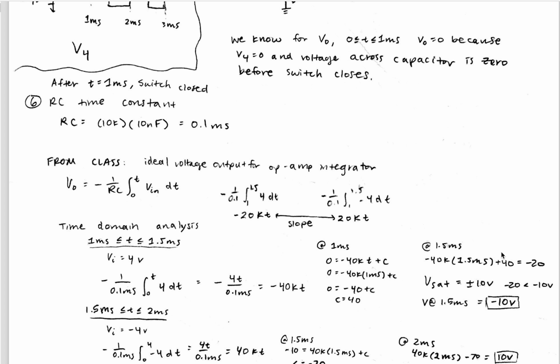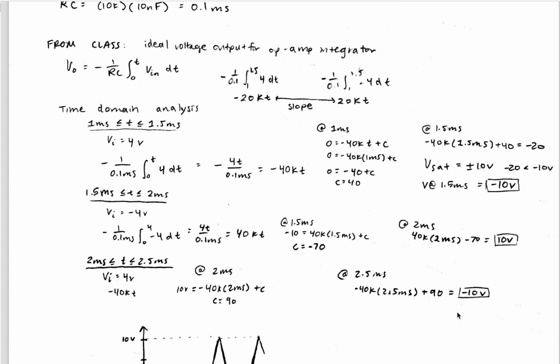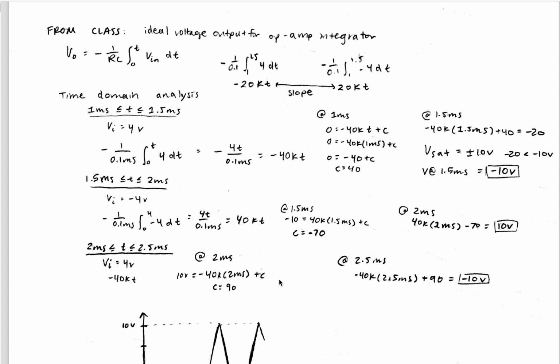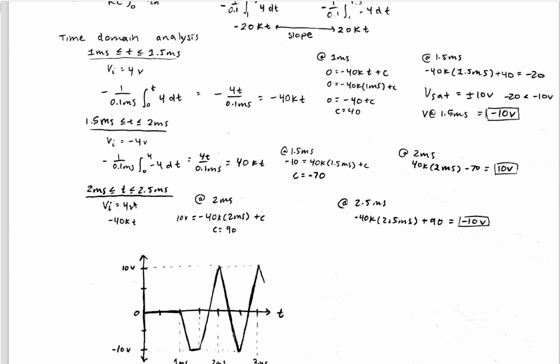However, negative 20 volts is larger than our V saturation for the op amp, which is negative 10 volts, which means the slope will be negative 40k t, but the voltage will stop at negative 10 volts because the op amp is saturated, which we'll see in the sketch later. So using this value, we look at the second half of the period where Vi equals negative 4 volts, plug it in, and we can see the same slope again, find the constant, plug in the 2 millisecond value at the end of that portion, and then we get 10 volts. And we continue doing this for the other half period values.